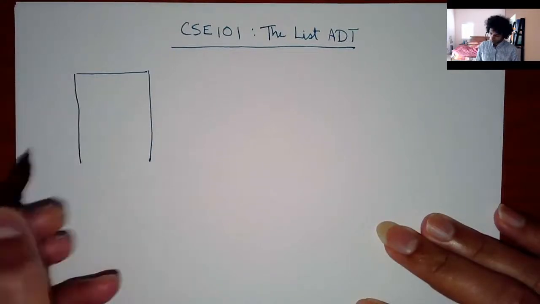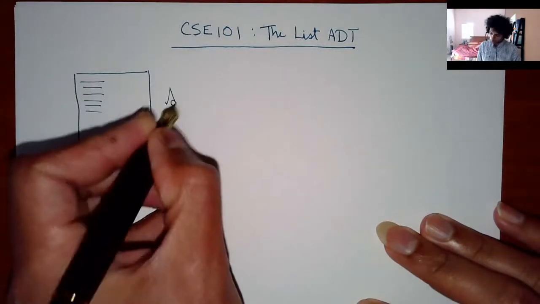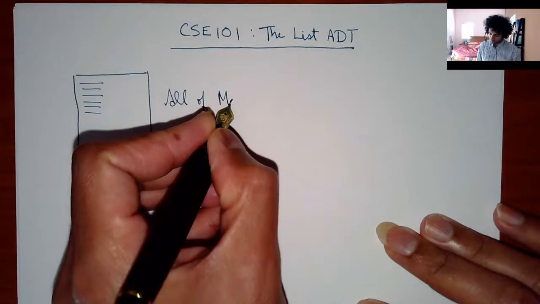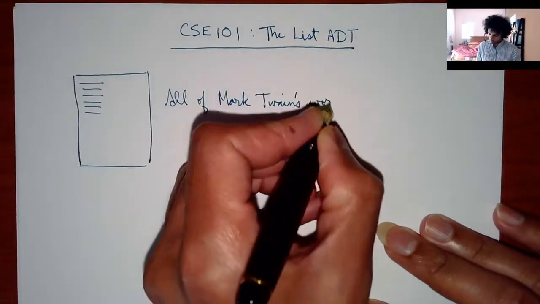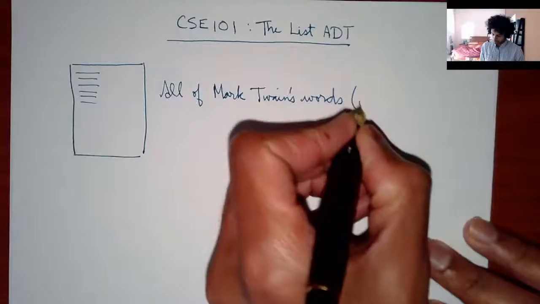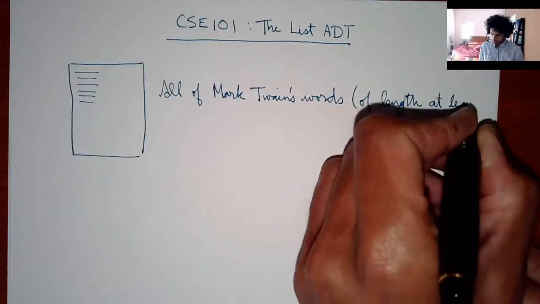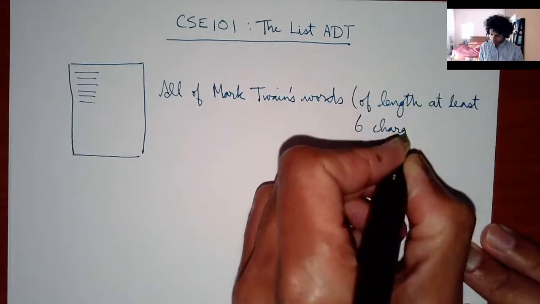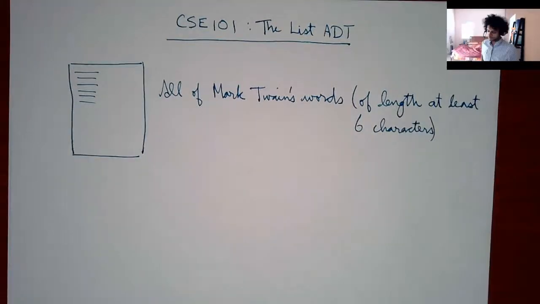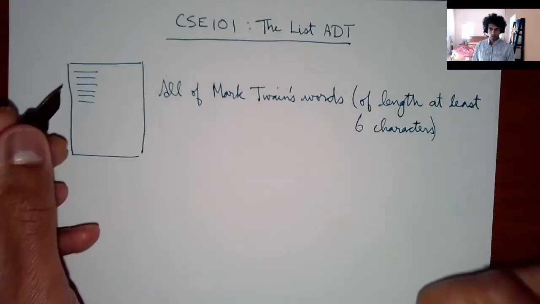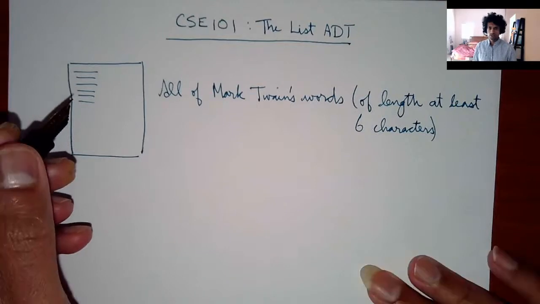Sounds good. Okay, so you have a file which has all of Mark Twain's words, every single word that he's written of length at least 6 characters. That's simply so that the file becomes easier and smaller for you to process. So it has all of Mark Twain's words. It's a pretty big file. I think it has about 600,000 words.